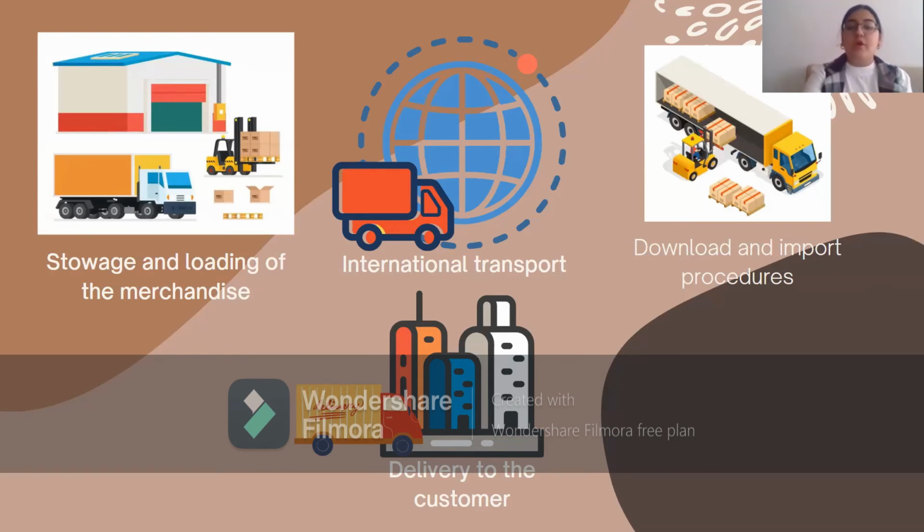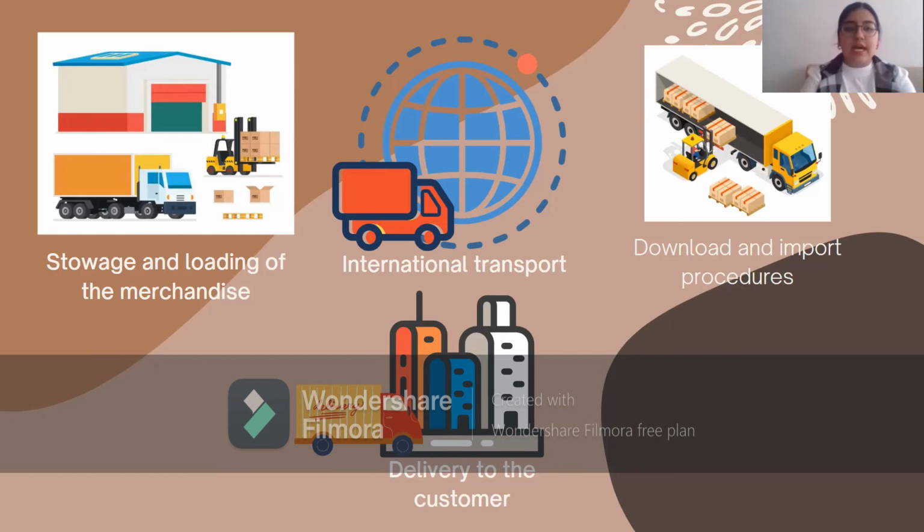Stage number eight is the international transport, and it can be maritime, land, or by plane, depending on the means of transport used. On the other hand, it can be considered multimodal when the merchandise moves between several different means of transport. Stage number nine is the download and import procedures.